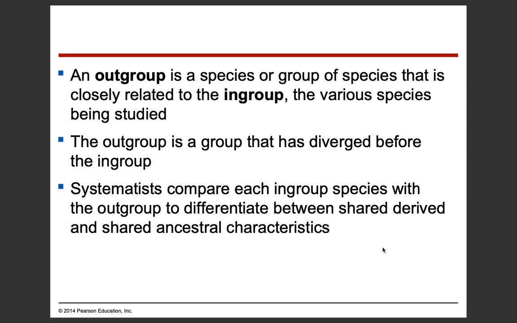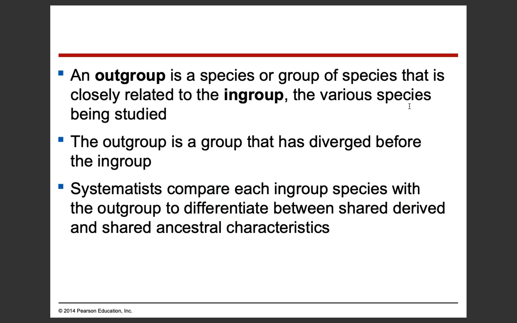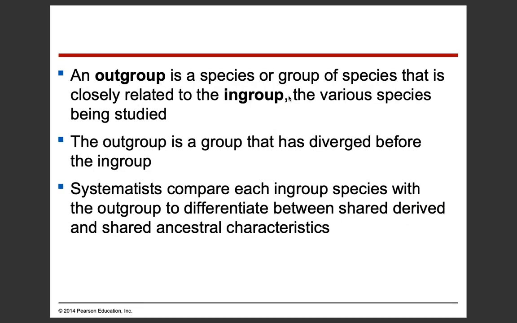Okay, so an outgroup is a species or group of species that is closely related to the in-group. Remember, our outgroup is here. In-groups are going to be here, the various species being studied. So that's everything else. The outgroup is a group that has diverged before the in-group. So one of these things is not like the others. The lancelet doesn't have anything, so that's why it is the outgroup.